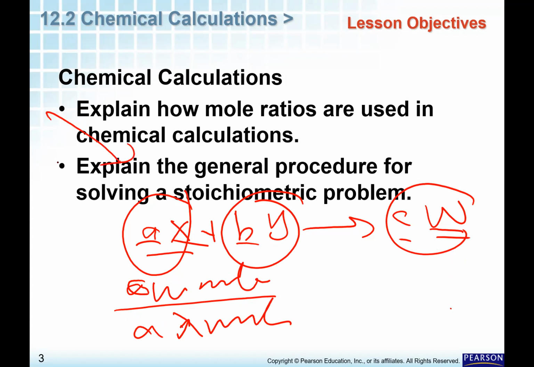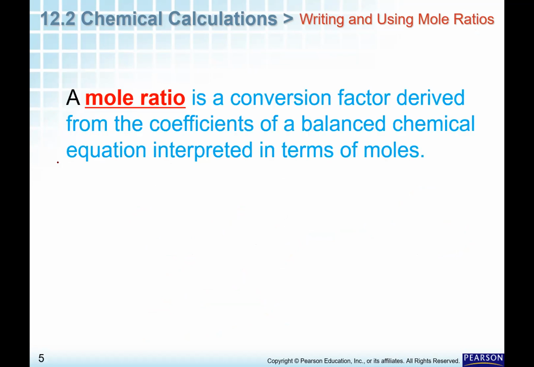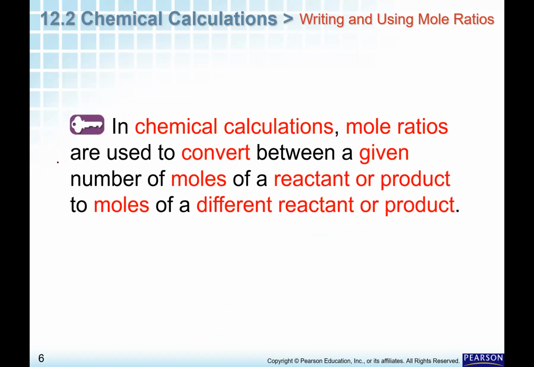Then we're going to explain in the second objective the general procedure for doing the stoichiometric analysis: writing or deriving a mole ratio. First of all, what is the meaning of a mole ratio? A mole ratio is basically a conversion factor that you can derive from the coefficients of a balanced chemical equation that is interpreted in terms of moles. What does that exactly mean?